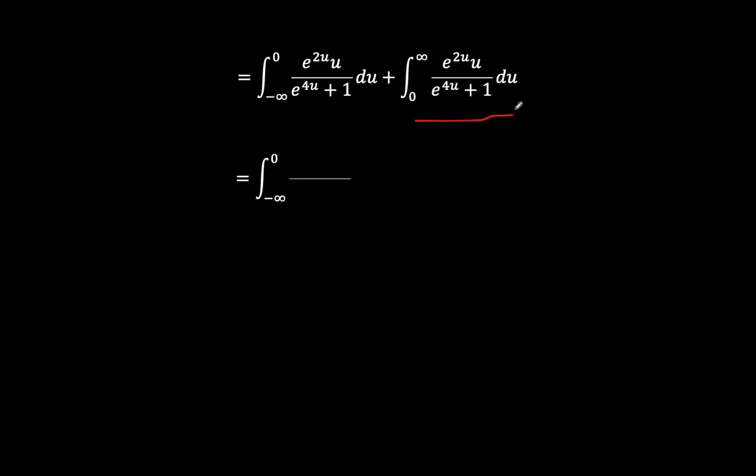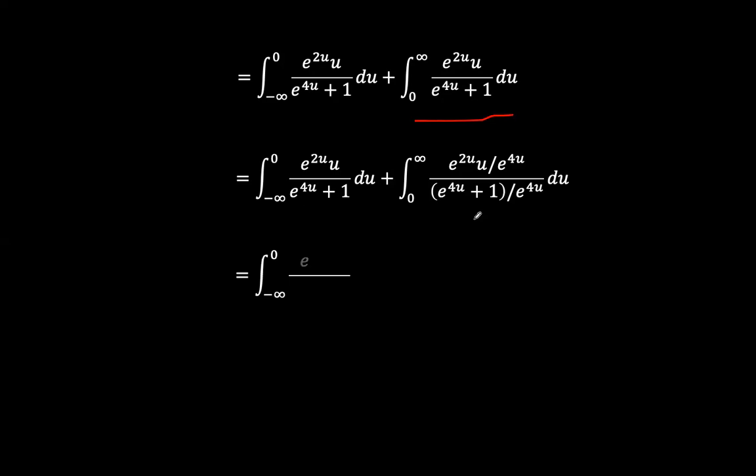If we divide both the numerator and denominator by e to the power 4u, and this is what we're showing here, the entire numerator and the entire denominator by e to the power 4u, then in the numerator we are left with e to the power negative 2u times u over 1 plus e to the power negative 4u, because e to the power 4u in the denominator divided by e to the power 4u becomes 1, and then this 1 divided by e to the power 4u becomes e to the power negative 4u.